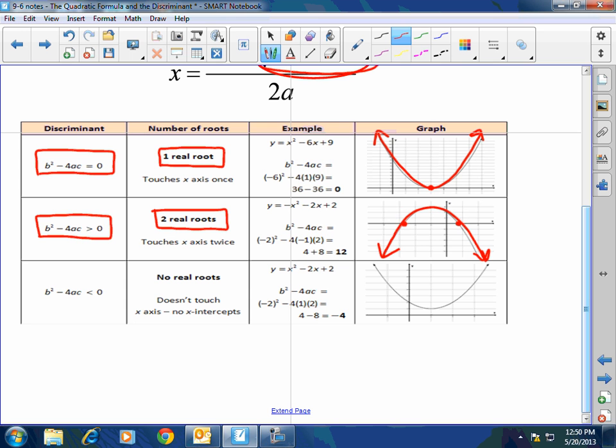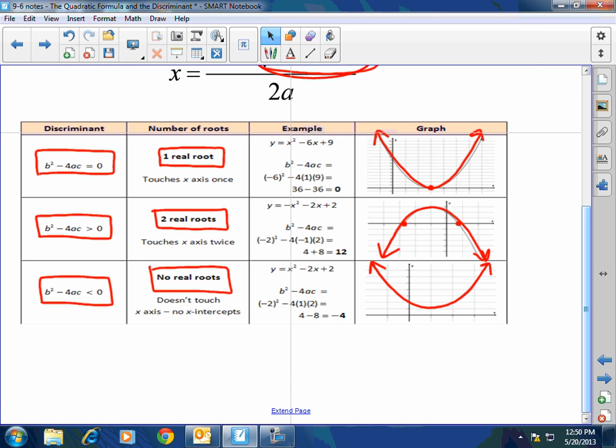If the discriminant, b squared minus 4ac, is less than 0, it's a negative, you will have no real roots. You're going to have no real solutions. So that means that the graph, as you already know, will never intersect the x-axis. Let's practice.